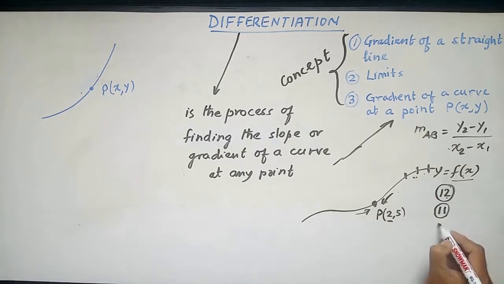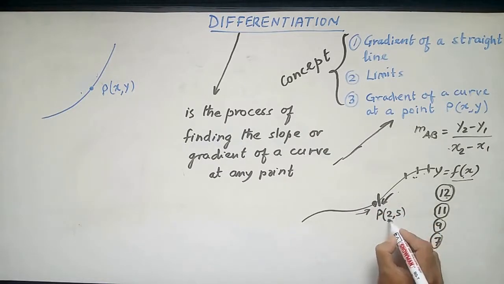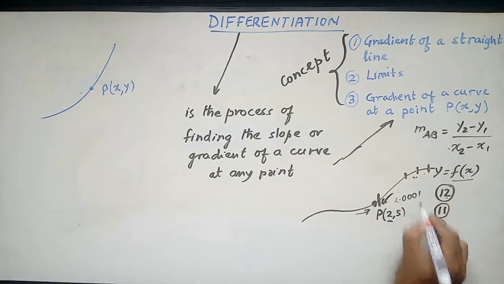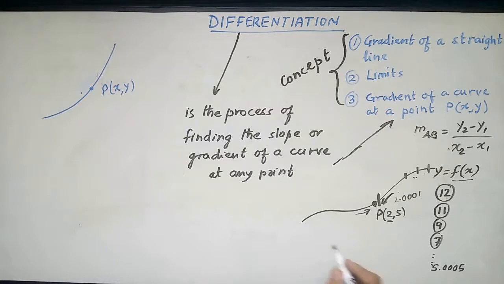Still, let's come closer. We get the value 9, 7, and so on, until we get to a point which is very, very close to 2. Let's take a point 2.00001. We find that the value of the function is, let's say, 5.0005.